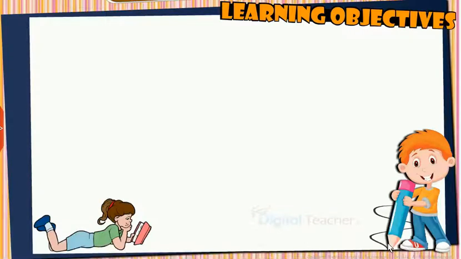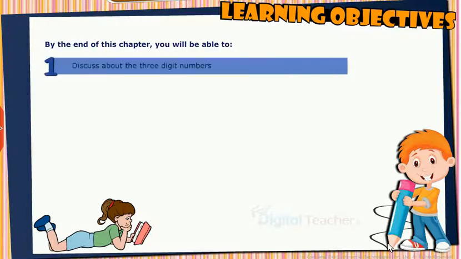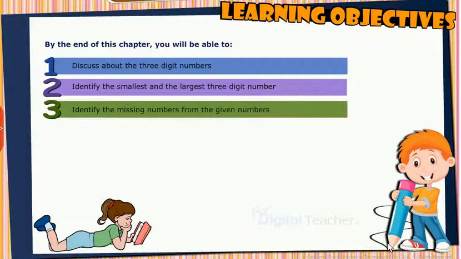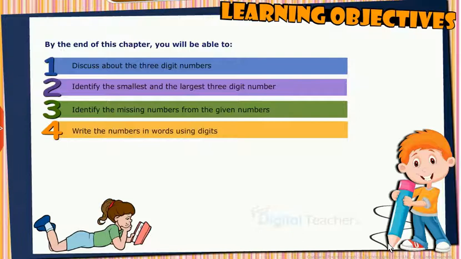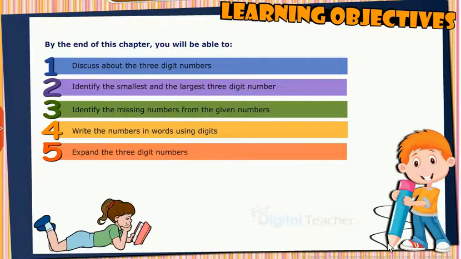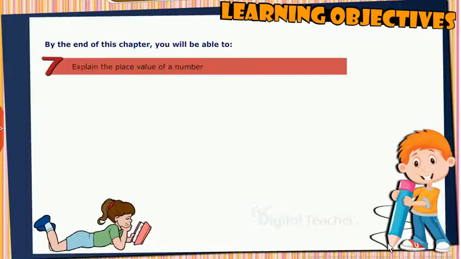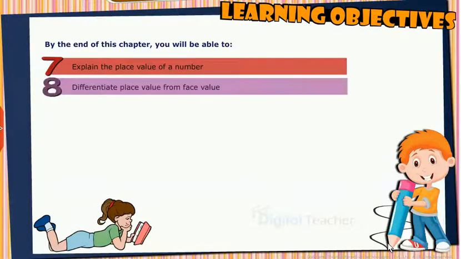Learning objectives. By the end of this chapter, you will be able to discuss the 3-digit numbers, identify the smallest and the largest 3-digit number, identify the missing numbers from the given numbers, write the numbers in words using digits, expand the 3-digit numbers, define the face value and the place value, explain the place value of a number, and differentiate place value from face value.